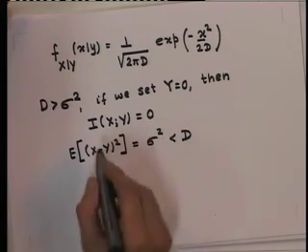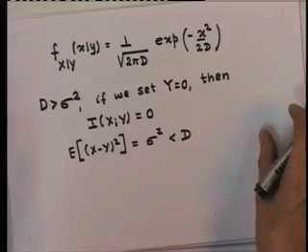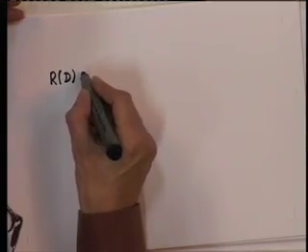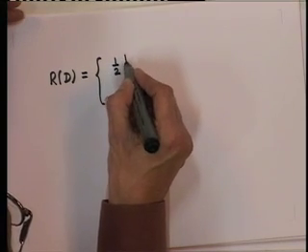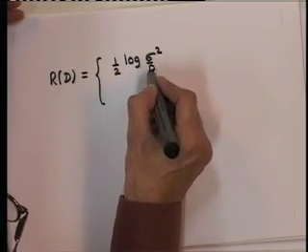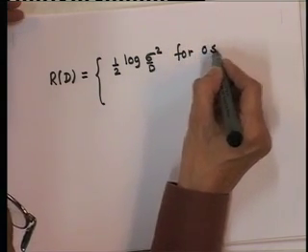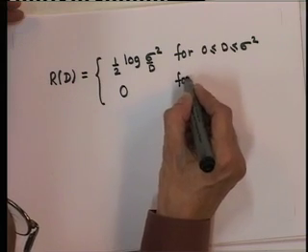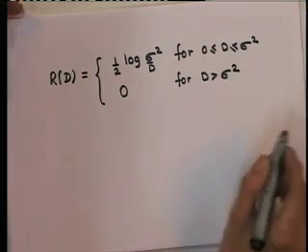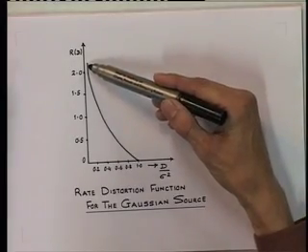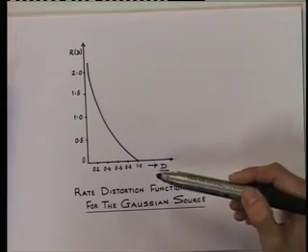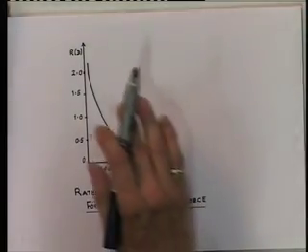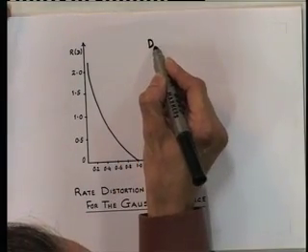Therefore, to summarize, we can say that the rate distortion function for the Gaussian source can be written as half log sigma squared by d for d less than or equal to sigma squared, and it is equal to 0 for d greater than sigma squared. This relationship is illustrated in figure. Again, we see that the rate distortion function is monotonically decreasing function with increasing d. Now, we can find out the maximum allowable distortion, that is d max, as follows.